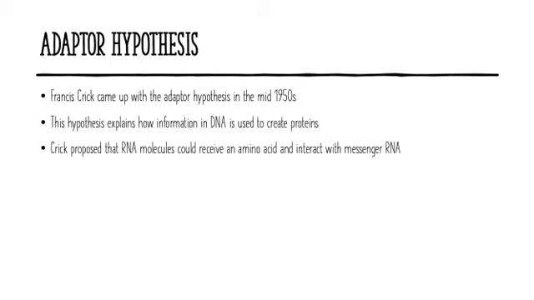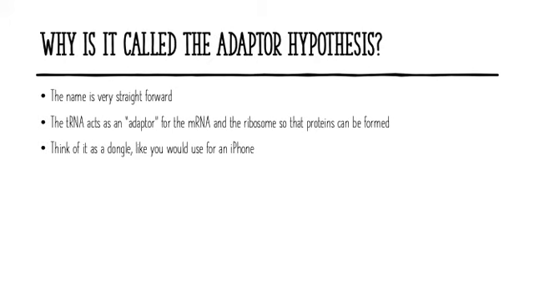The adapter hypothesis was created by Francis Crick in the 1950s. It explains how the information in DNA is used to create proteins. It was proposed that a kind of RNA molecule could receive an amino acid and interact with messenger RNA. The name adapter hypothesis is very accurate and is pretty straightforward when relating to what Crick proposed.